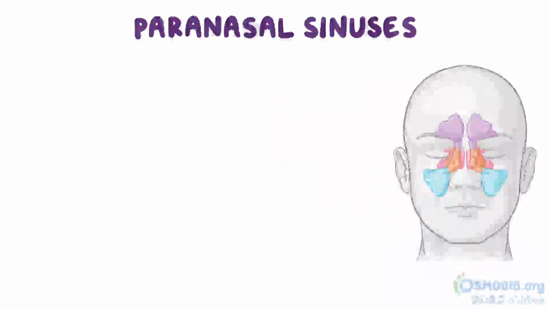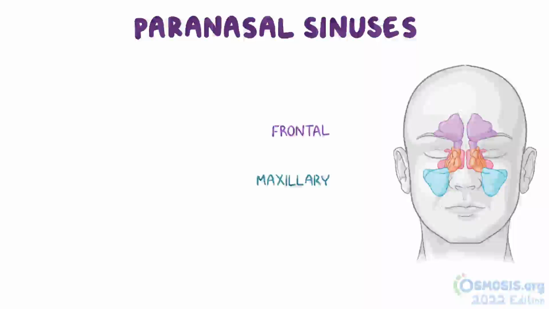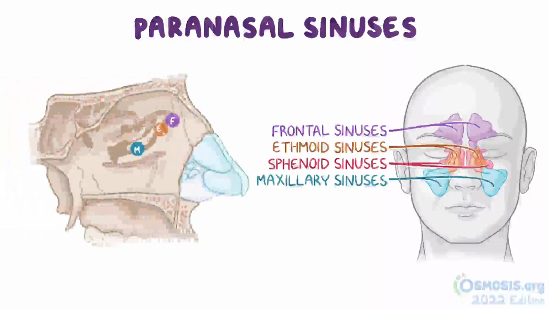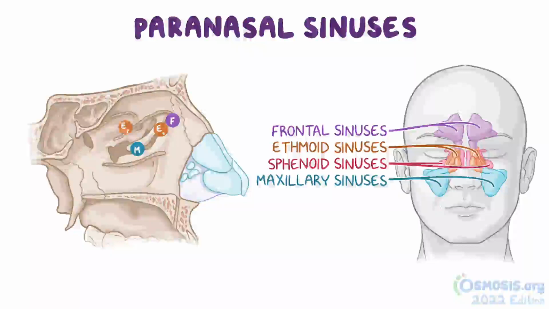The meatuses communicate with the paranasal sinuses, which are 4 paired spaces filled with air that surround the nasal cavities. The paranasal sinuses are named after the bones they're located in, and they are the frontal, maxillary, ethmoid, and sphenoidal sinuses. The frontal, maxillary, and anterior ethmoid sinuses drain into the middle nasal meatus, while the posterior ethmoid sinuses drain into the superior nasal meatus, and the sphenoid sinuses drain into the sphenoethmoidal recess. The middle ethmoid sinuses drain into openings within the ethmoidal bulla.